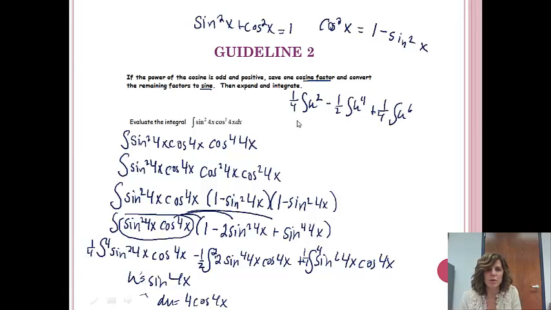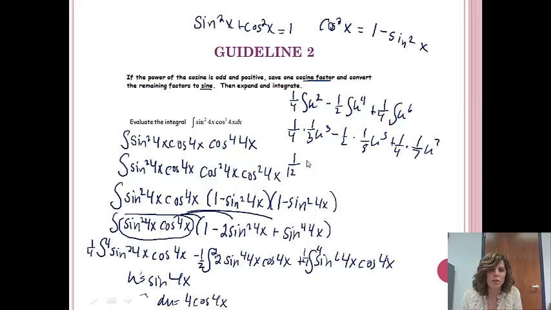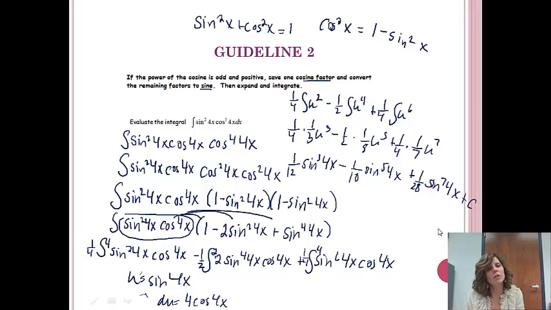All right, so this is going to be 1/4 times 1/3 u cubed minus 1/2 times 1/5 u to the fifth plus 1/4 times 1/7 u to the seventh. So for the final answer, I will get 1/12 u cubed, which was sine, so I'll have sine cubed 4x minus 1/10 sine to the fifth of 4x, plus 1/28 sine to the seventh of 4x plus C. So hopefully now you can evaluate an integral that has a cosine that is odd and positive.